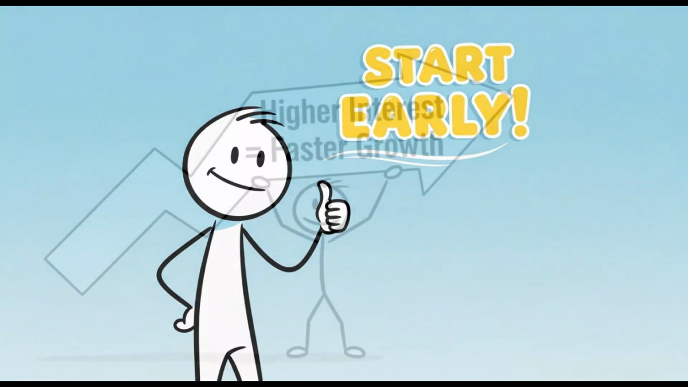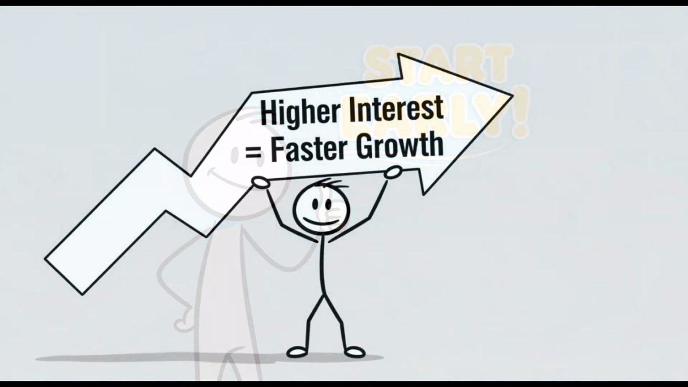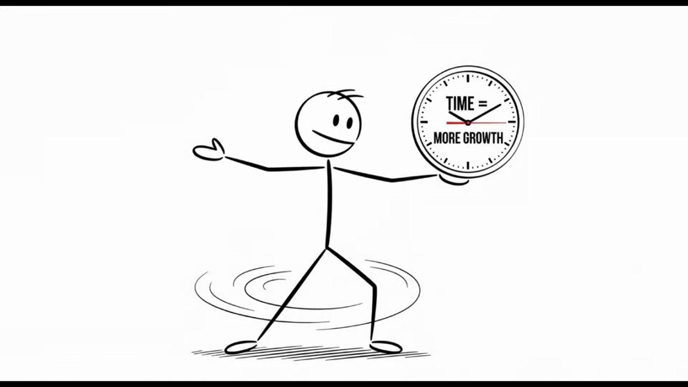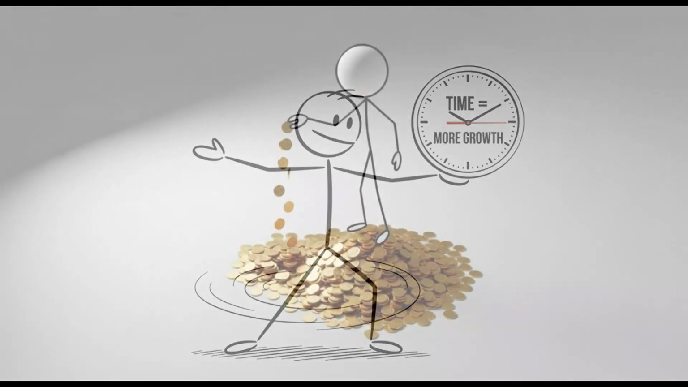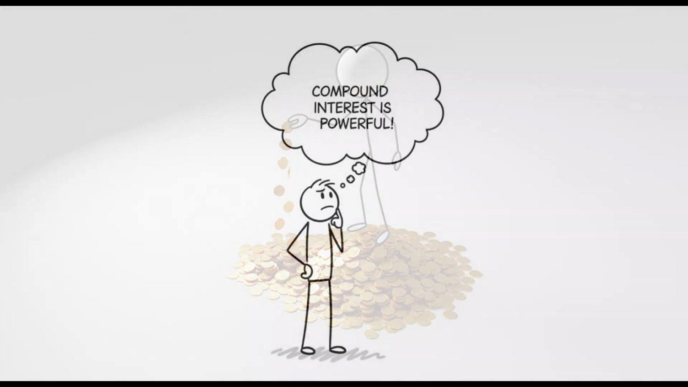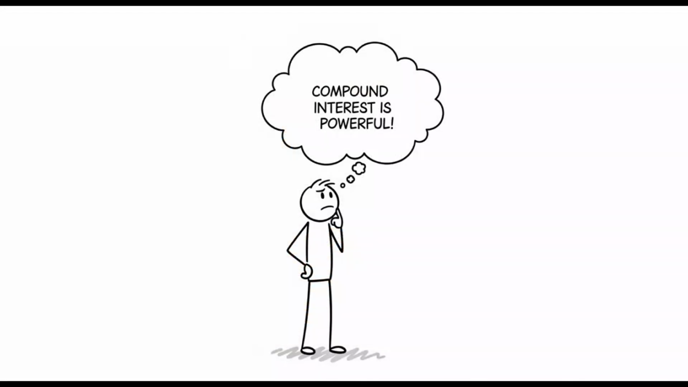Here are some key tips. Start early. The sooner you start, the more time compounding has to work. Higher interest rates grow your money faster. Compound frequently if possible. Small, regular investments can grow into a large sum over many years. Compound interest is why many financial experts say time in the market is more important than timing the market. Even small investments can grow surprisingly large with time and compounding.